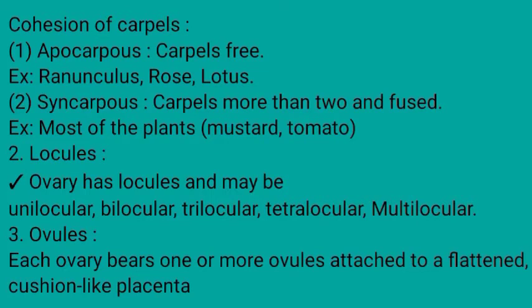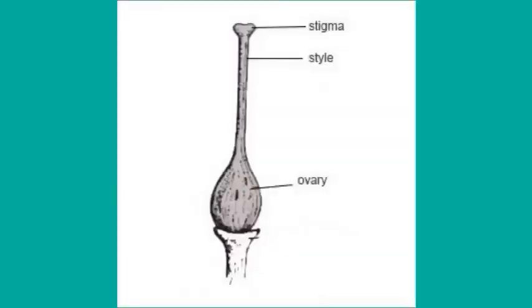Locules. Ovary has locules and may be unilocular or bilocular or trilocular or tetralocular or multilocular. Ovules. Each ovary bears one or more ovules attached to a flattened cushion-like structure called placenta. Let's see the diagrammatic representation of gynoecium, which contains swollen ovary, stalk-like style and receptive stigma.